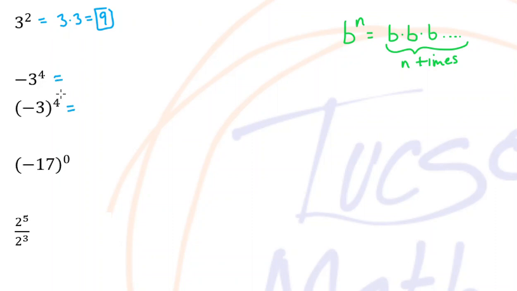Well, of course, 3 to the 4th power means 3 times 3 times 3 times 3. A really handy thing to do, if you don't have a calculator handy, is to do them in pairs. So 3 times 3 is 9, and 3 times 3 is 9, and then 9 times 9 is 81. So the answer here is 81, and the answer here is 81.